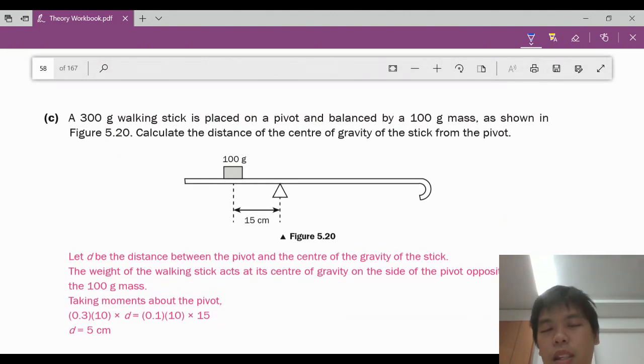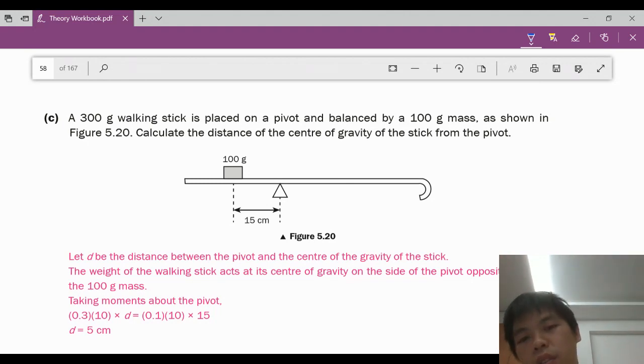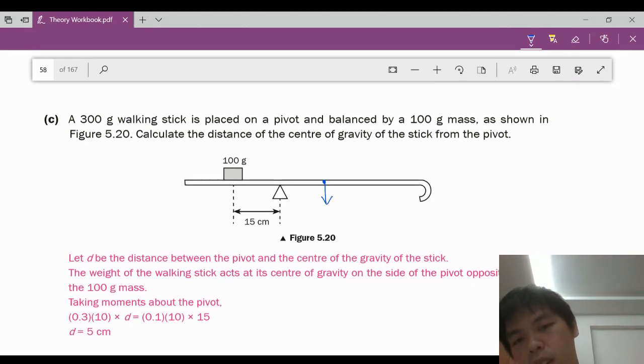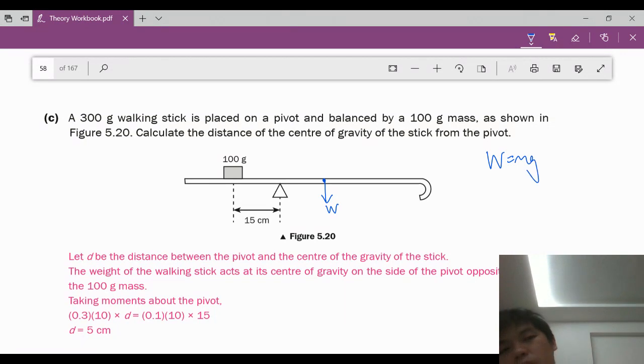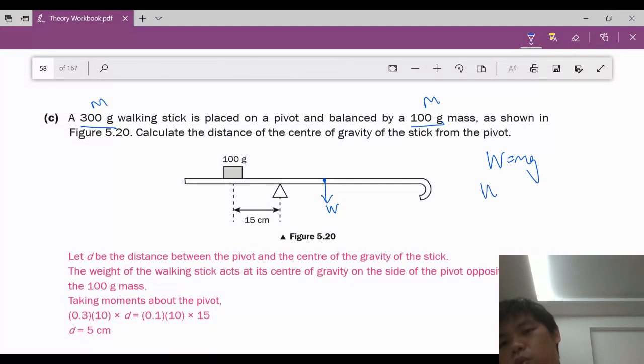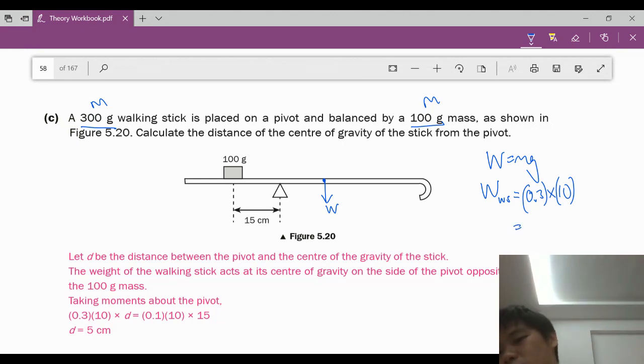A 300-gram walking stick is placed on a pivot and balanced by a 100-gram mass. Calculate the distance of the center of gravity from the pivot. So if this is balanced, it means the center of gravity is somewhere here. And in this case, it is balanced by a 300-gram walking stick. So W equals mg. Be careful because this is mass. So the weight of the walking stick is equal to 0.3 times 10. Why 10? That is the gravitational field strength. So this is 3 newtons.